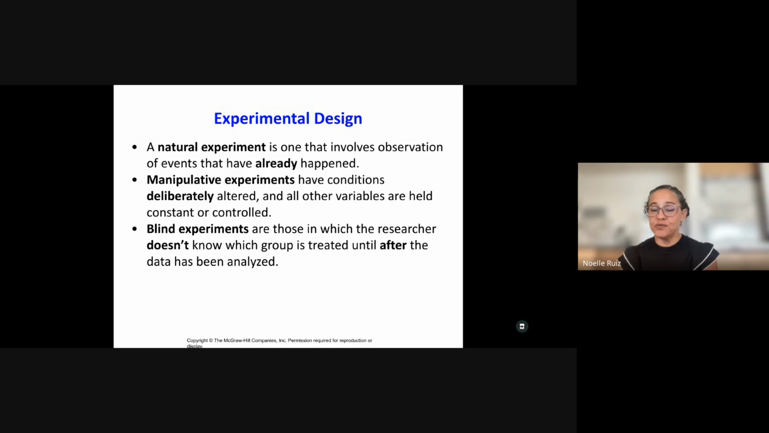Blind experiments are those in which the researcher doesn't know which group is treated until after the data has been analyzed. So the researcher will look at all the data from all 3 groups. And then in the end, whoever was in charge will tell them group A got this, group B got this, group C got this one.